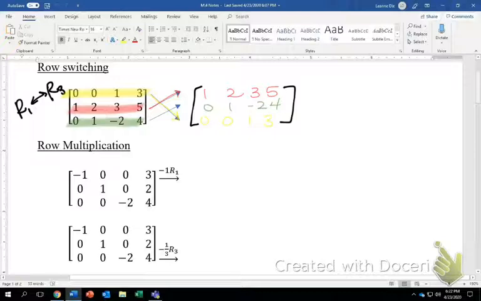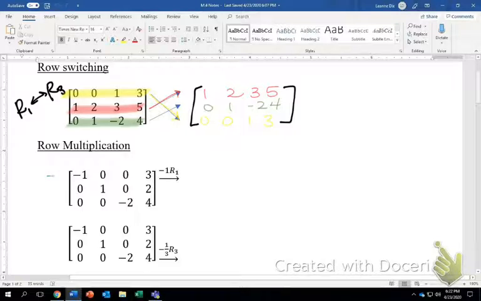So the second operation that we can do is row multiplication, and this is typically represented by our little arrow right here. As you can see, that arrow tells us that we need to take row 1, that's R sub 1, and multiply it by -1. It even visually shows us which row we're multiplying by -1 because it's at the top. But even if it were in the middle, we would know we would be multiplying the middle row.